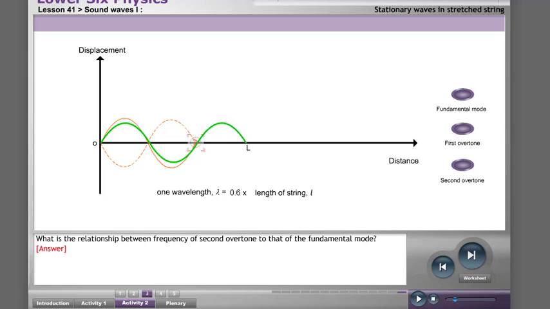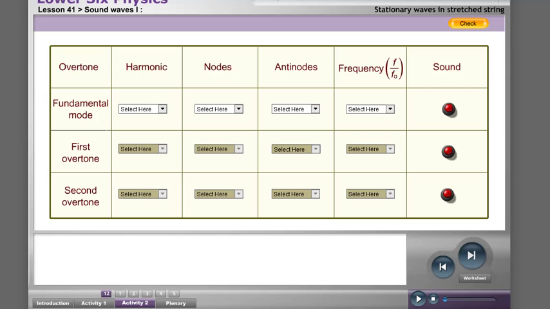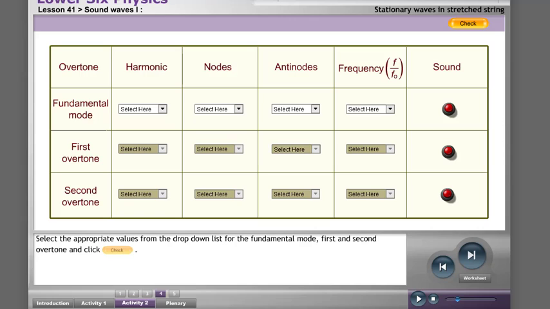What is the relationship between frequency of second overtone to that of the fundamental mode? Answer: F2 equals 3 times F0, that is, the frequency of the second overtone is thrice that of the fundamental mode. Select the appropriate values from the drop-down list for the fundamental mode, first and second overtone and click Check.